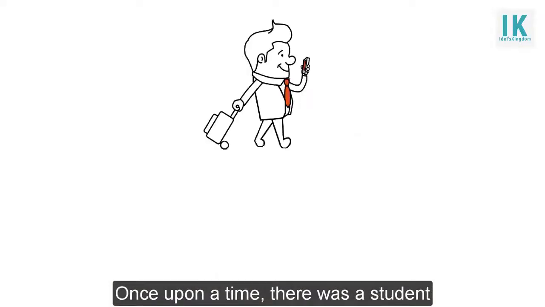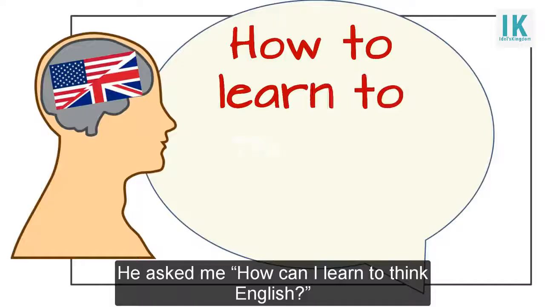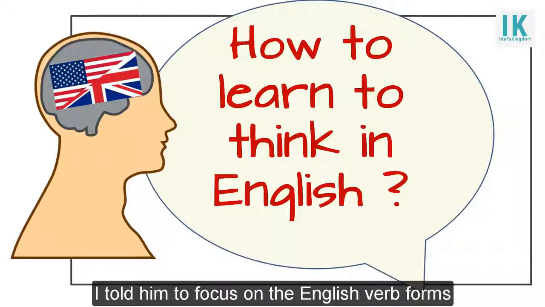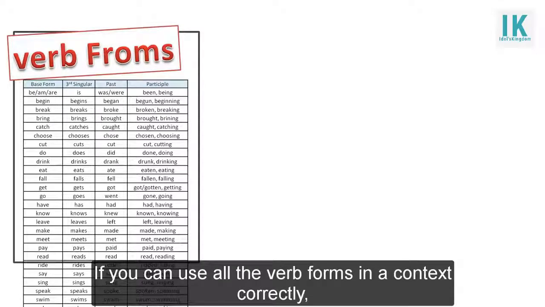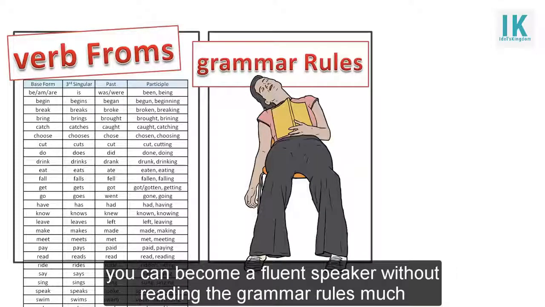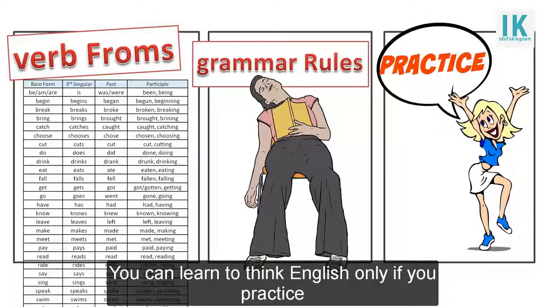Once upon a time, how can I learn to think English? I told him to focus on the English verb forms. If you can use all the verb forms in a context correctly, you can become a fluent speaker without reading the grammar rules much. You can learn to think English only if you practice.